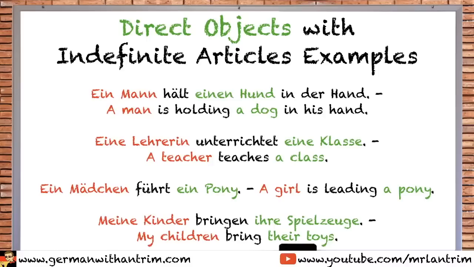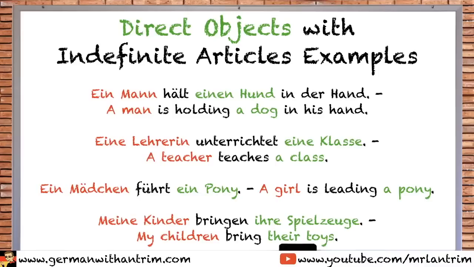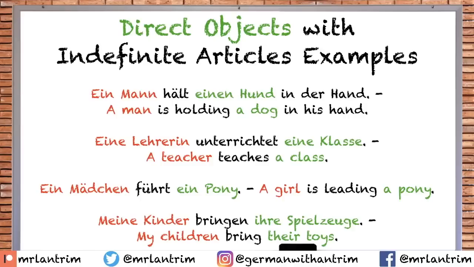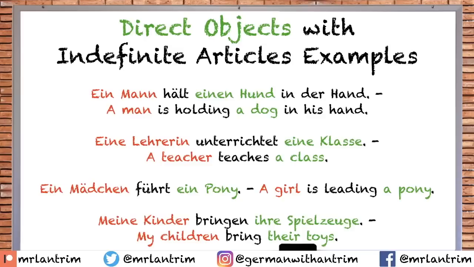Eine Lehrerin unterrichtet eine Klasse. A teacher, female teacher that is, teaches a class. The class is also feminine, so both these feminine objects here have an E at the end of it. The teacher is the one that is teaching something, which means that she's the subject, that's nominative case. And eine Klasse is the thing being taught, which means that we have here the accusative case. Ein Mädchen führt ein Pony. A girl is leading a pony. Here we have ein Mädchen, which is a neuter noun, so we have no ending on this word whatsoever. And a pony is also a neuter noun, das Pony, so we have no ending on that either. Even though the girl is the one leading something, that makes her nominative, and the pony is the thing being led, the accusative object, we don't have an ending here because they're both neuter.